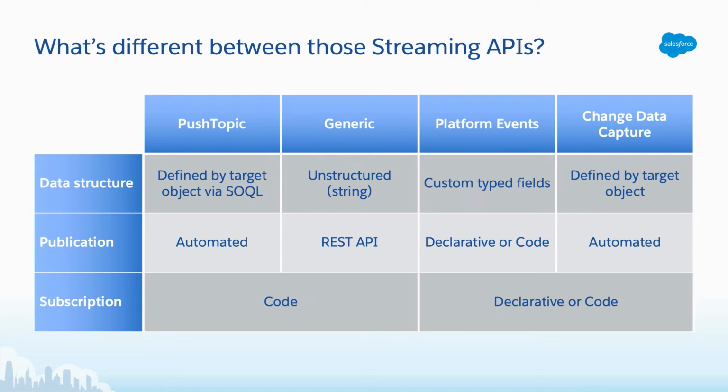Finally, for subscription, if you look at the legacy events, they are only code-enabled. So you have to manually code the way you send those events, and the way you're subscribing to those events. And this is not something that is provided on the platform. You have to write your own client to do that. Now, on the platform events and change data capture side of things, you have the option to either use declarative things or to use code. And I'm going to go into more detail about what the options are in there.